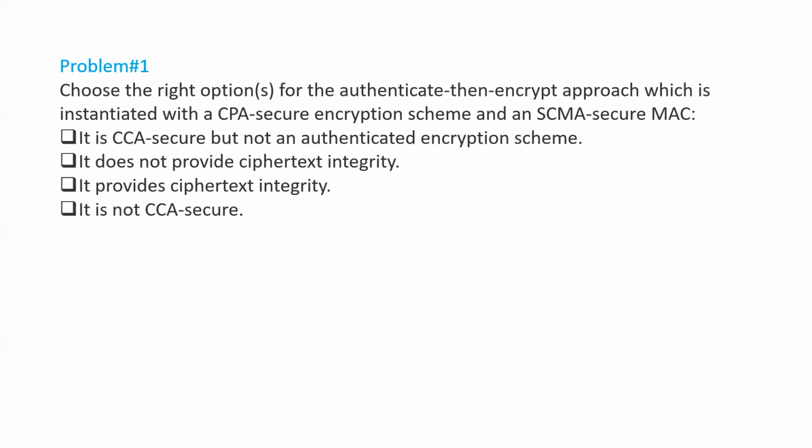Would anyone like to answer? In the authenticate-then-encrypt approach, you combine an SCMA secure MAC with a CPA secure encryption scheme. You first take the message, authenticate it to generate tag T, then use M concatenated with T, the whole thing, as the plaintext of the encryption scheme, and get the output. That is how you do the authenticate-then-encrypt approach.